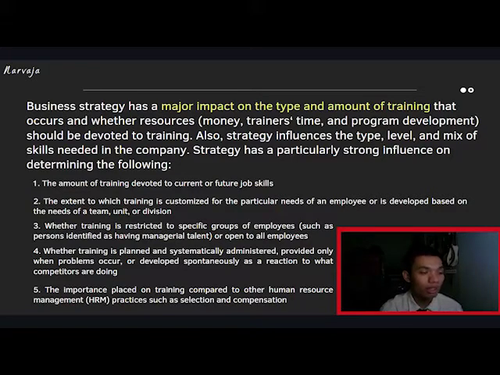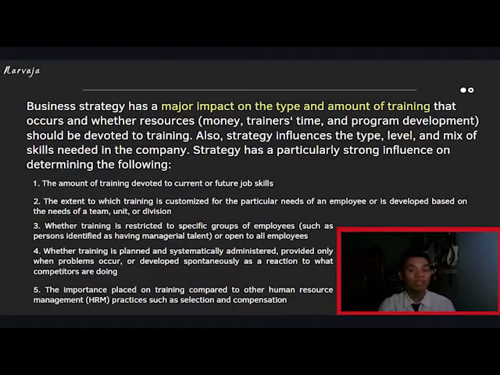Number 4, whether training is planned and systematically administered, provided only when problems occur, or develops spontaneously as a reaction to what competitors are doing. The last one is the importance placed on training compared to other human resource management practices such as selection and compensation. So these parameters strongly depend on the decision making involved in business strategy. As we tackled earlier, the business strategy includes the company's actions. Thus, the business strategy will dictate how training and development will be executed inside the organization.